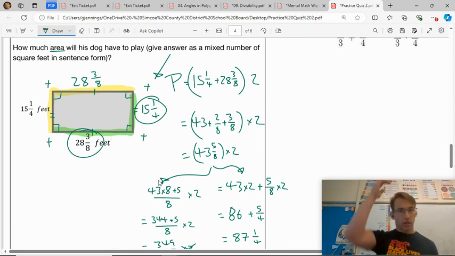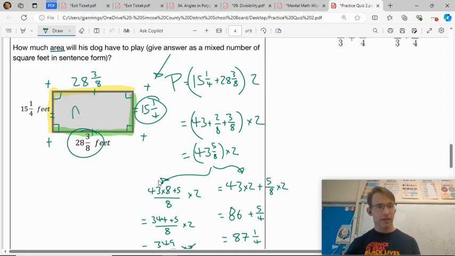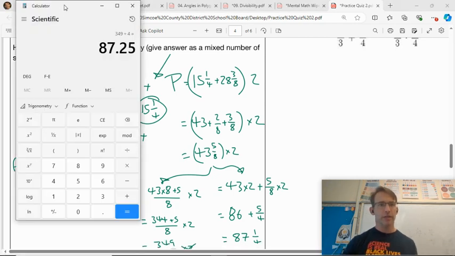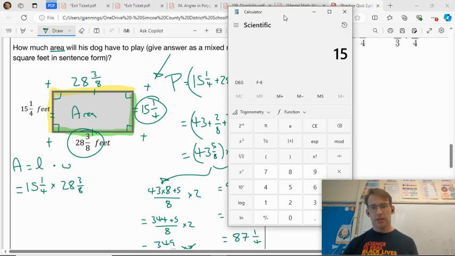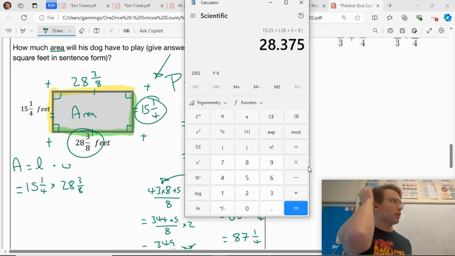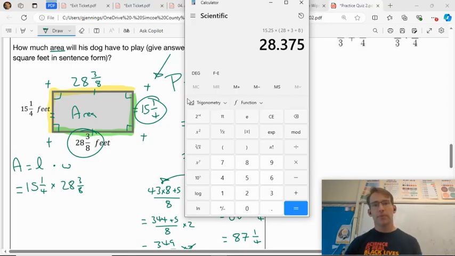All right, if I want to do the other question, what's the area? Then I've got to do 15 and 1 quarter multiplied by 28 and 3 eighths. Why do I do that? Because area is equal to length times width, or width times length, whatever. Here's how I would do it on a calculator. Yes, you have a calculator for this test. Isn't that great? 15.25 multiplied by, put it in brackets, 28 plus 3 divided by 8, end the bracket. There's my 28 and 3 eighths. If you don't happen to have your eighths memorized, 1/8 is 0.125. Anyway, then I just push equals.